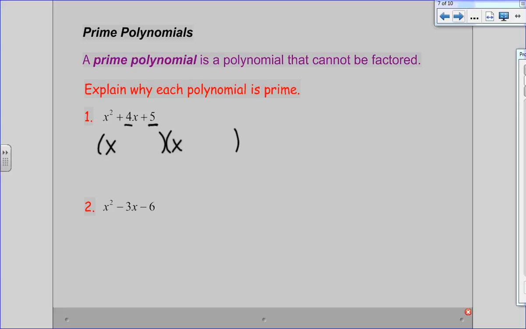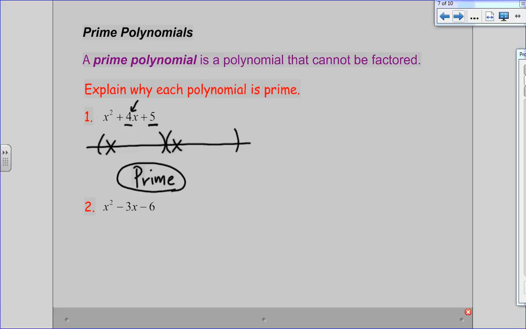And so they either need to be both positive 5 and 1 or negative 5 and negative 1. But in either combination, whether you put in positive 5 and positive 1 or negative 5 and negative 1, they can never add up to give us our middle value of positive 4. So there's no combination that would, with integers, give us this trinomial. And so therefore, this cannot be factored. And so we would call it prime.